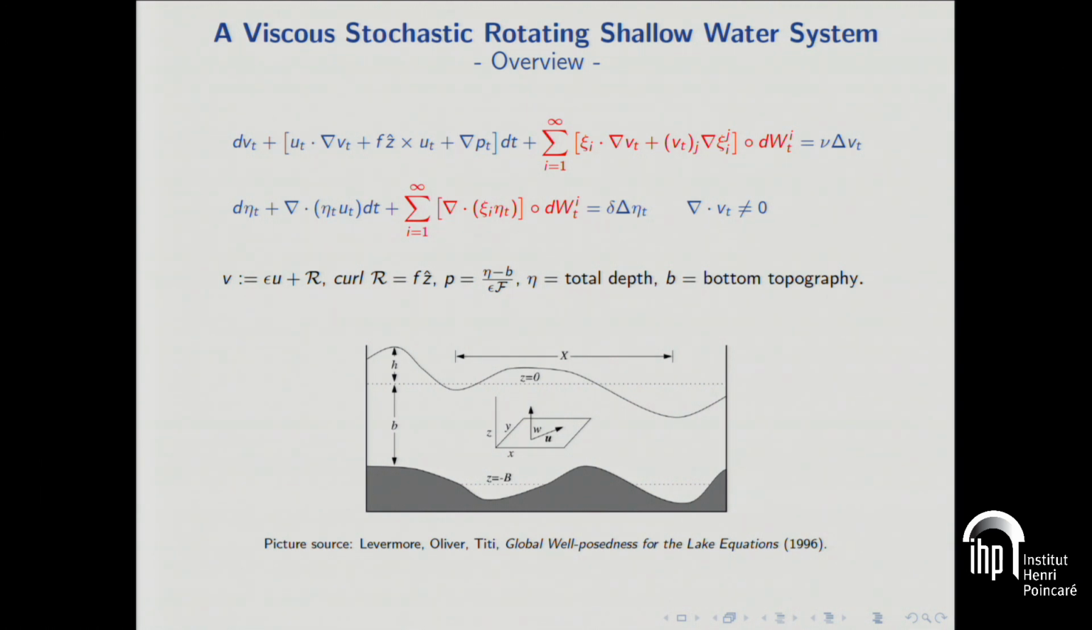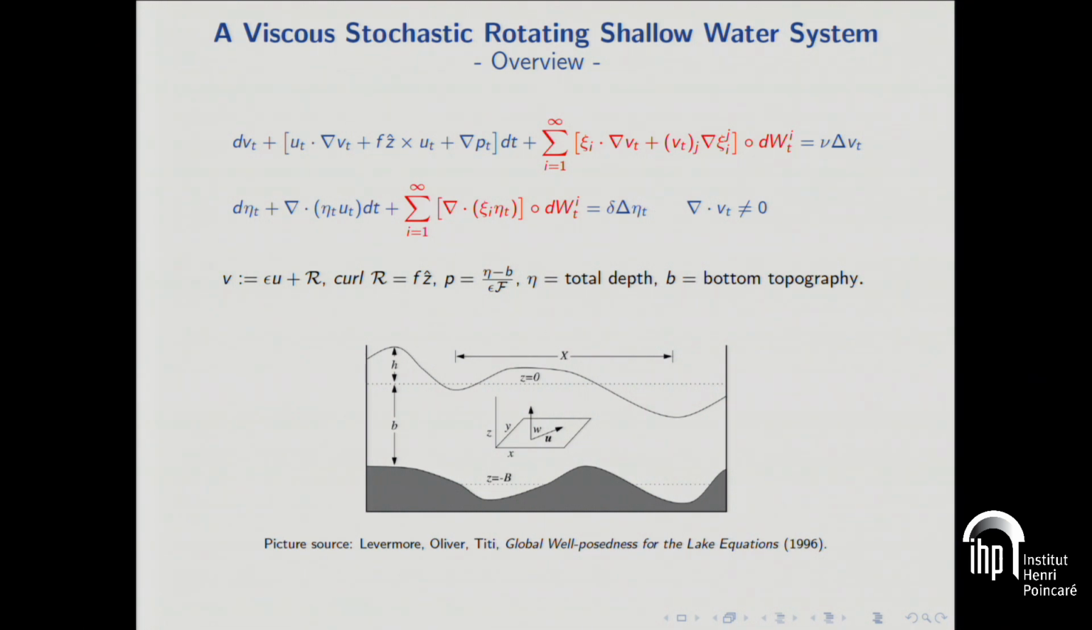So here we have the main model, basically, the viscous stochastic rotating shallow water system. It is compressible now. If we ignore the red part and the extra viscosity terms from here, then what we have on the left-hand side is basically just the classical rotating shallow water system, which, broadly speaking, models the evolution of a fluid flow in a basin like this in a rotating framework. And U is the velocity of the flow.